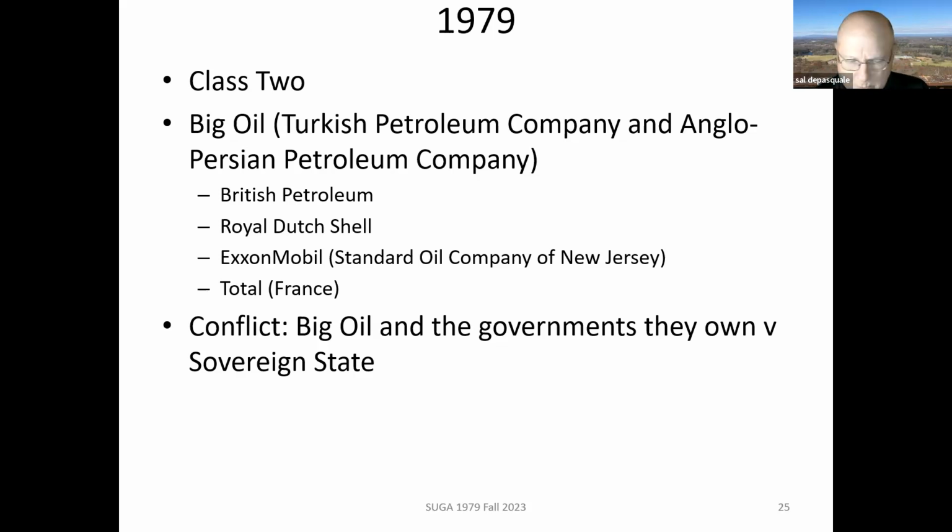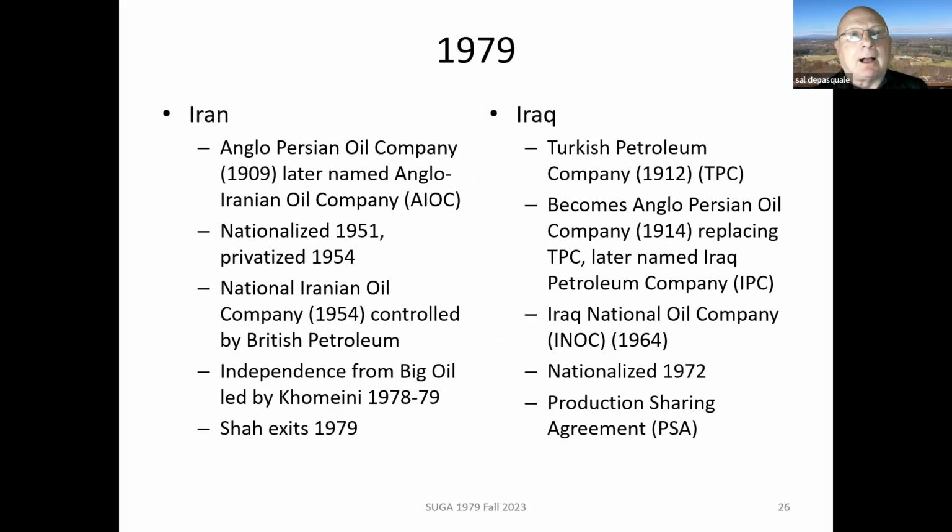And so when we look at the roots of the antagonisms, why do they hate us? Why do they fly planes into our buildings? Why do they do all of it? Well, the roots of it go right into the turn of the century. And so in Iran, we have the Anglo-Persian Oil Company formed in 1909, later changed to the Anglo-Iranian Oil Company.